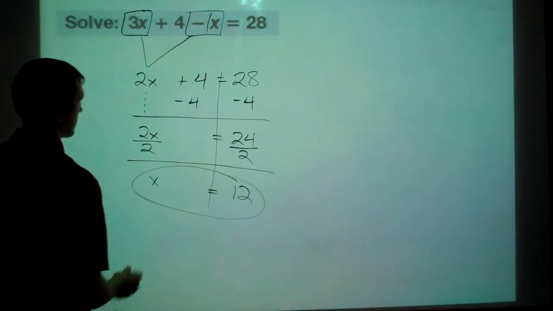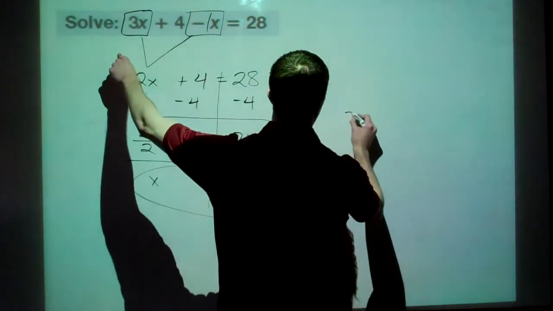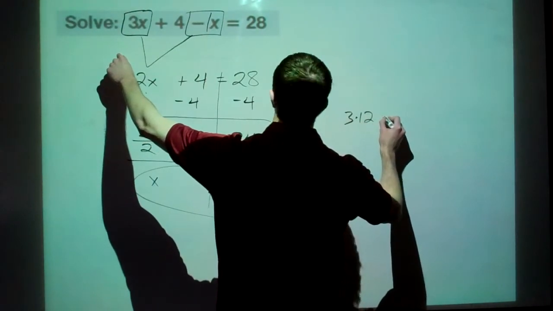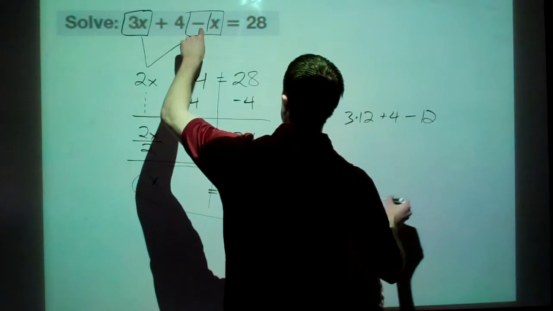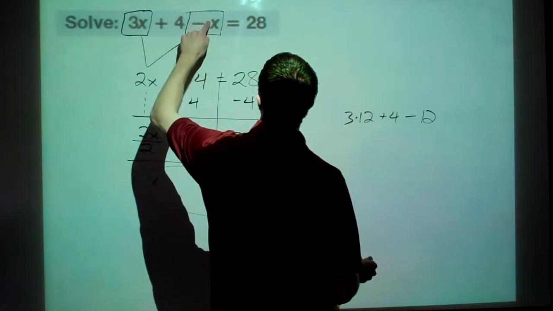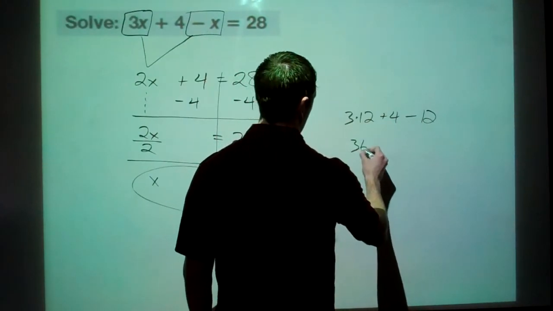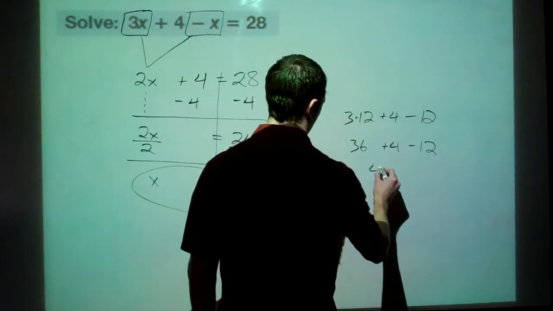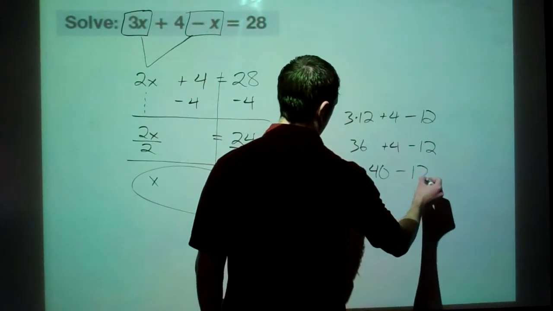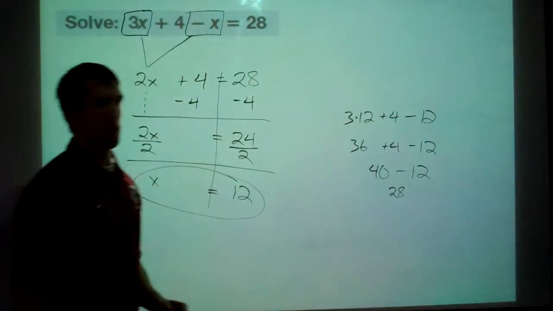Now let's see if that makes sense. Let's do 3 times 12 to check. Plus 4 minus 12. Okay, so 36 plus 4 minus 12. 36 plus 4 is 40. 40 minus 12 is 28. So we would be right there.